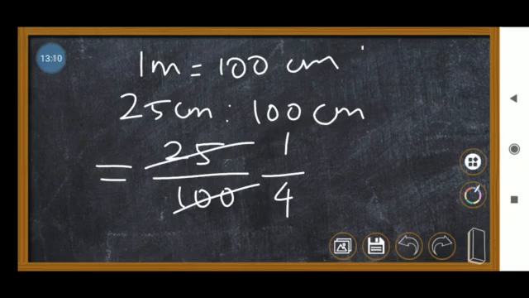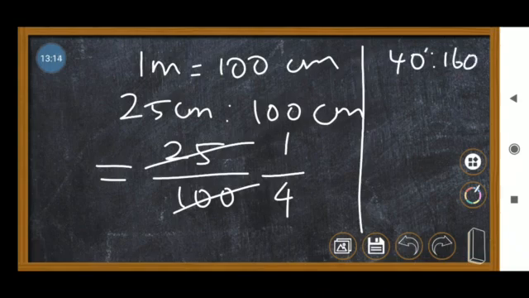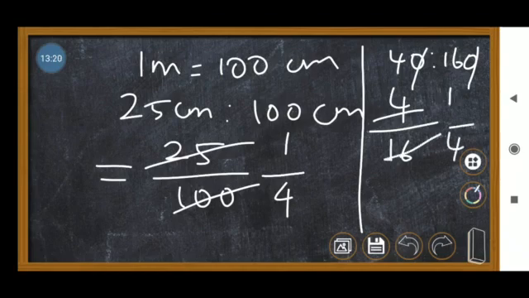And for the next one, 40 is to 160. The 0 and 0 cancel. So 4 by 16. 4 by 16 means 1 four is 4, 4 fours are 16. So 1 by 4. So here 1 by 4, and here also 1 by 4. That means 1 is to 4, 1 is to 4. So both are equal in value.